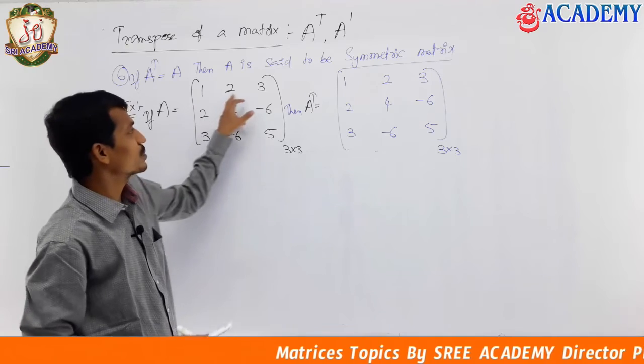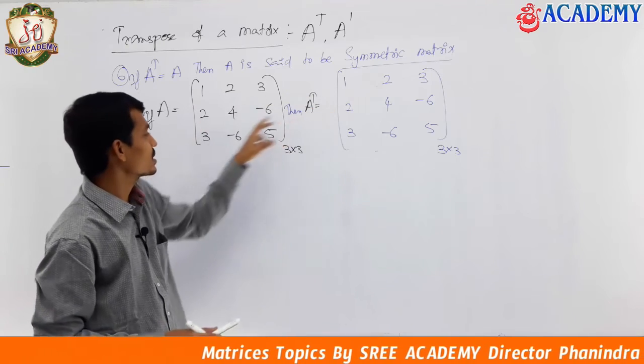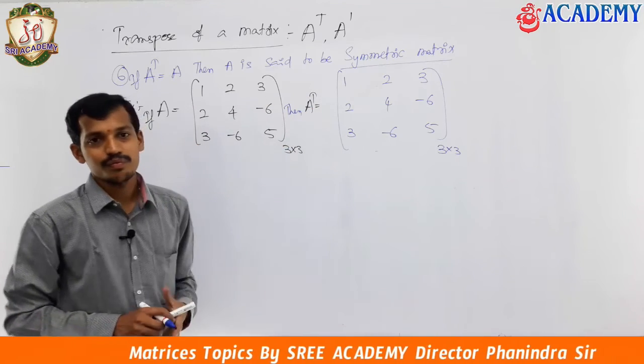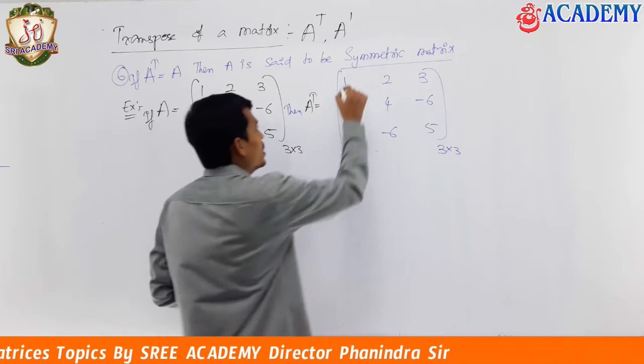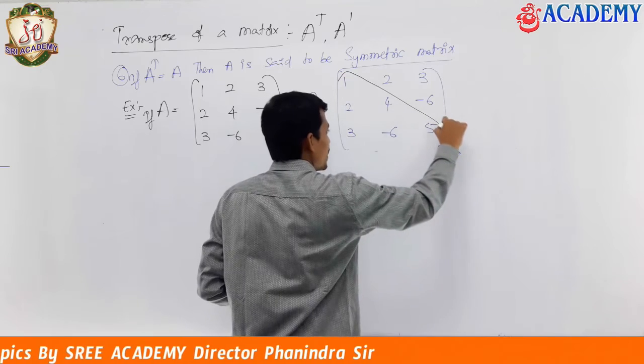Check it. This is also order 3 by 3. Equate each and every element: 1, 2, 3; 1, 2, 3; 2, 4, minus 6; 2, 4, minus 6; 3, minus 6, 5. What will happen, means in a symmetric matrix, these elements are going to be the principal diagonal elements.